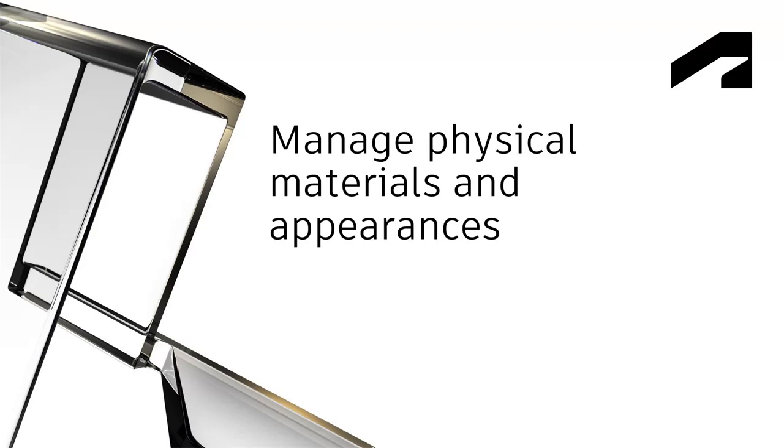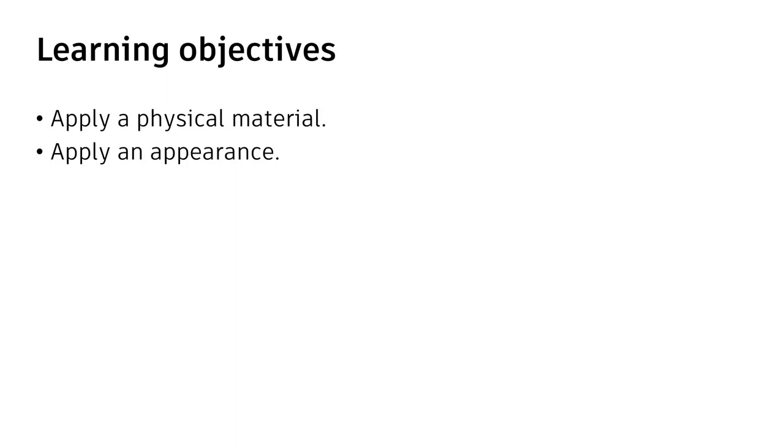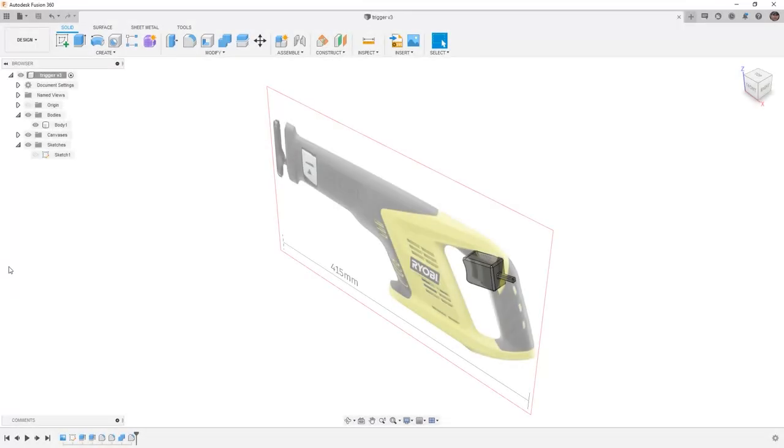In this video, we'll manage physical materials and appearances. After completing this step, you'll be able to apply a physical material and apply an appearance. In Fusion 360, we want to carry on with our trigger design. Now we want to talk about physical materials and appearances.